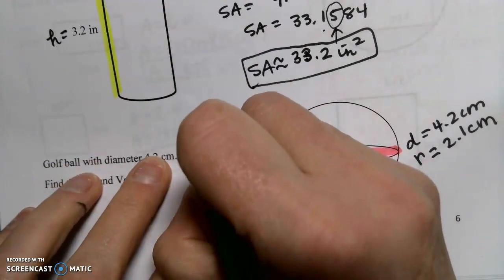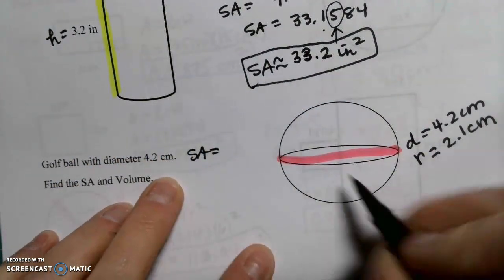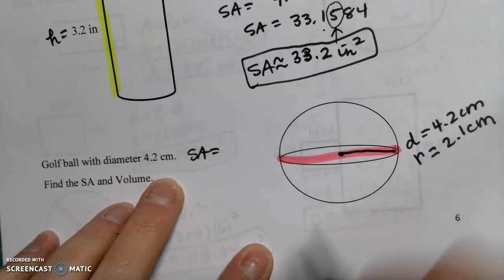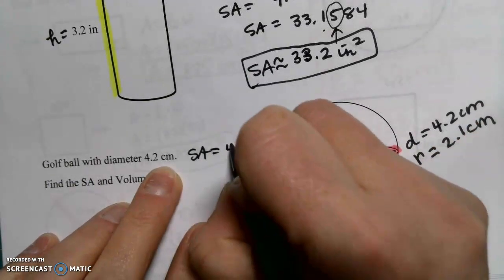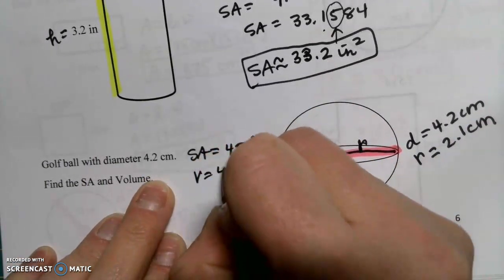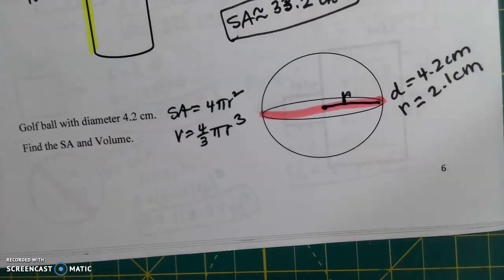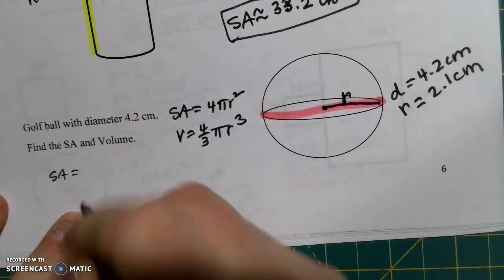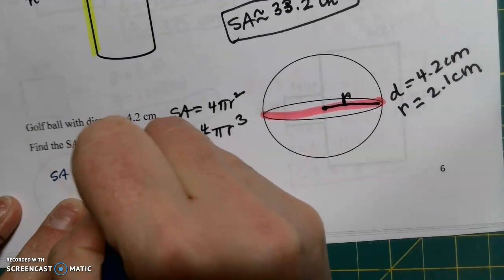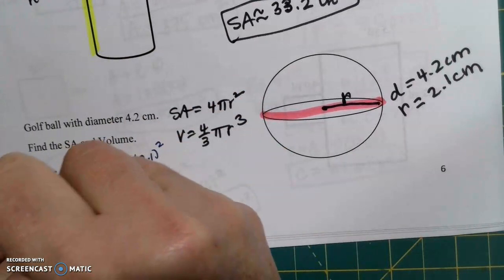And the reason we're going to do that is because surface area and volume formulas for a sphere only use the radius. We want that halfway across distance. All right, so the two formulas, 4 pi r squared, and then volume is 4/3 pi r cubed. All right, so surface area for here. So 4 times 3.14 times our radius, 2.1 squared.